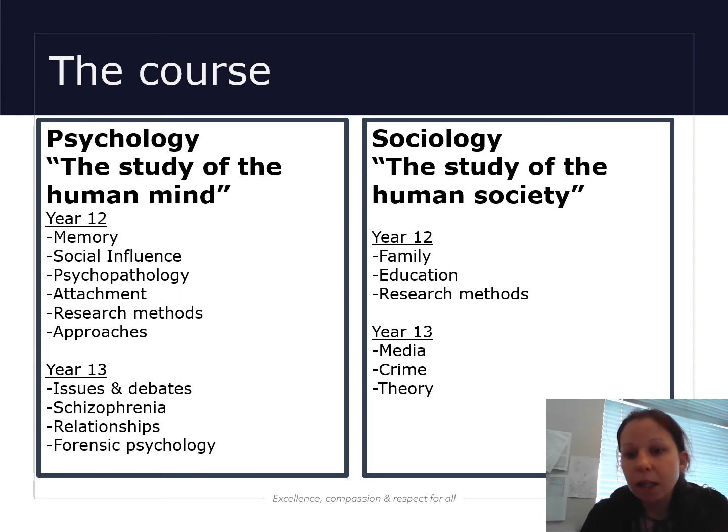And in the same way that in psychology we have the approaches, in sociology we also have the big sociological perspectives. So you look at things from a functionalist, Marxist, feminist point of view, postmodernism. So you begin by getting a really good grounding in the different sociological perspectives, and then you can apply it to all the different theories and areas of interest.